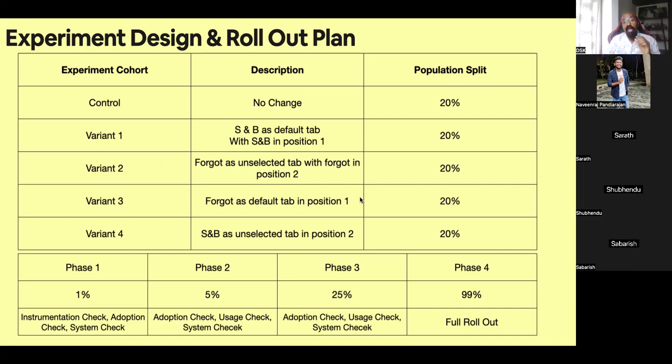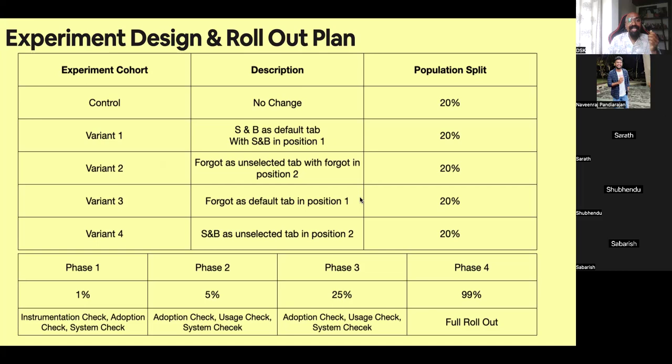Now, some of you can say, hey, I would try to make this experiment a little more nuanced. What happens if I did not have even the forgot tab? So it's just a case where SNB is the default tab and there's no second tab in itself, which means there is a new variant, which is variant 5. In which case, you'll try to distribute traffic across all of these and try to run an A/B test. Now, it's not technically an A/B test. It's more like an A, B, C, D, E, F test of sorts, where equal traffic is being split across.